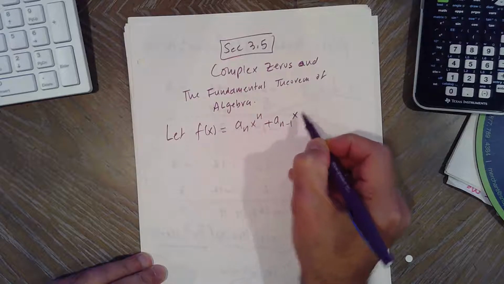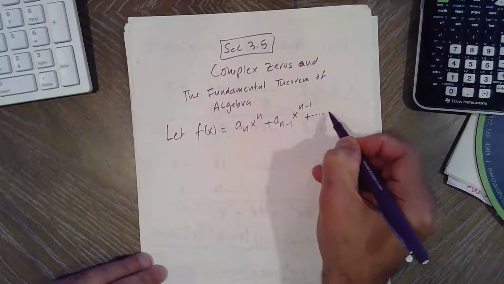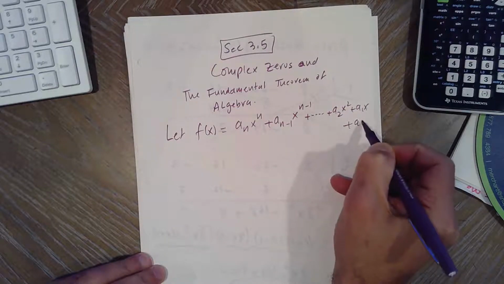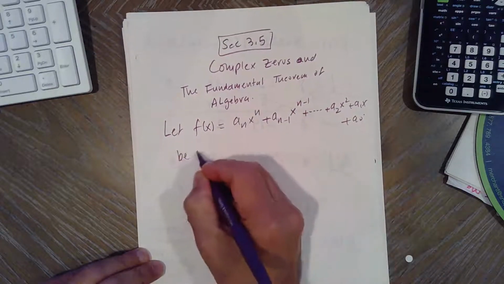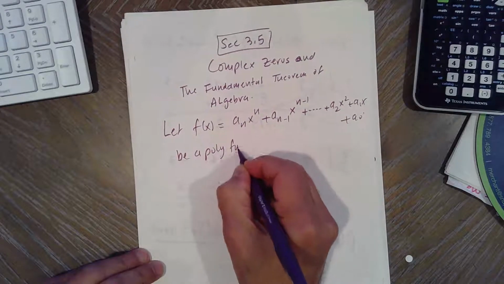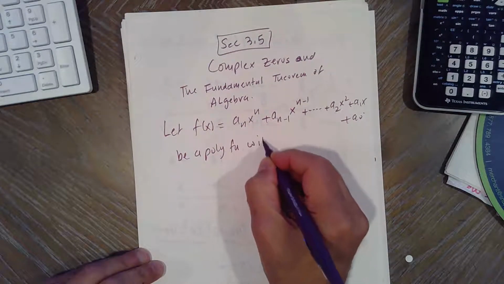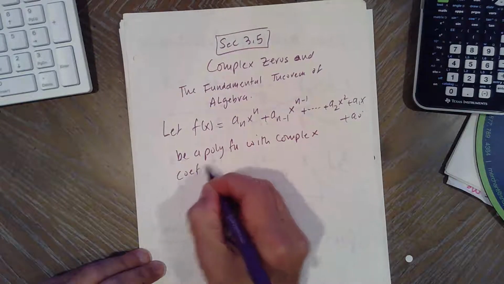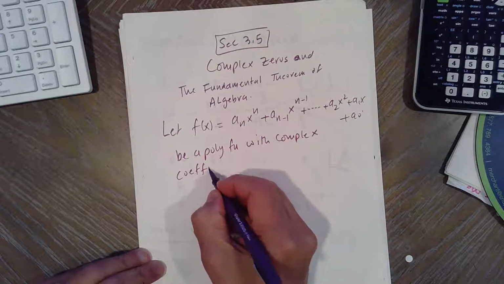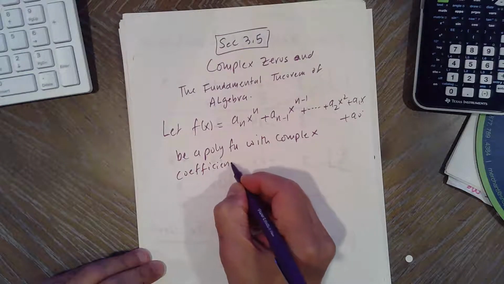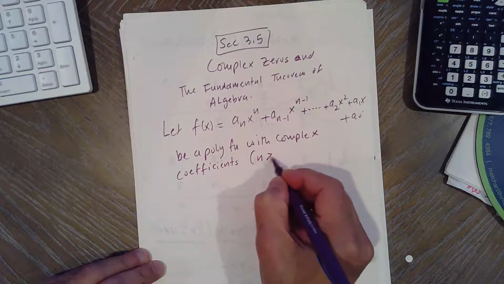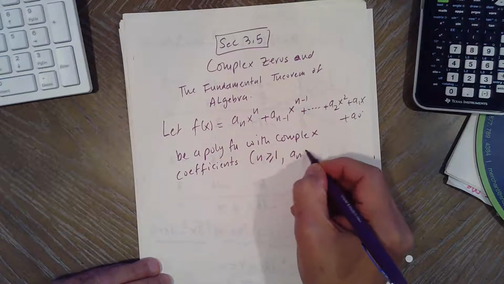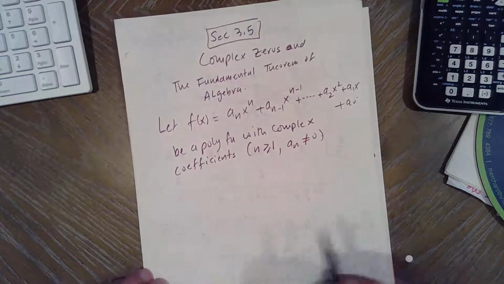function, like we did earlier, a_n x^n plus ... plus a2 x squared plus a1 x plus a sub 0. Be a polynomial function. This time, what's different is it has complex coefficients. So the coefficients, the a1, a2, could be real numbers, could be complex numbers, okay? N has to be greater or equal to 1, so it has to be linear or quadratic or higher, and the leading coefficient cannot equal 0 as usual.